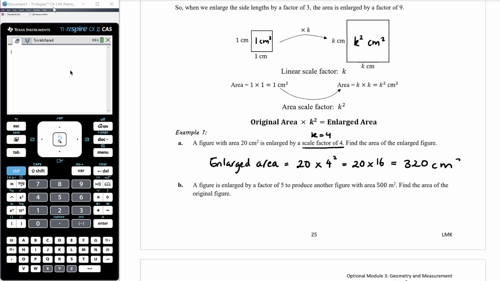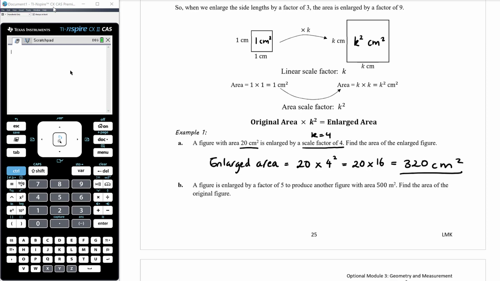So we're multiplying 20 by 16, and that's going to give us 320 centimetres squared. So if the original figure had an area of 20 centimetres squared, we enlarged all of the lengths by a factor of 4, and then we have an enlarged area of 320 centimetres squared, so 16 times bigger than the original area.